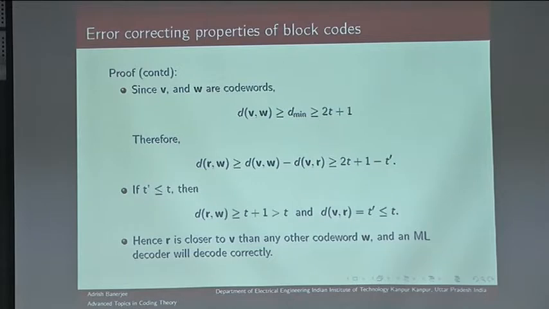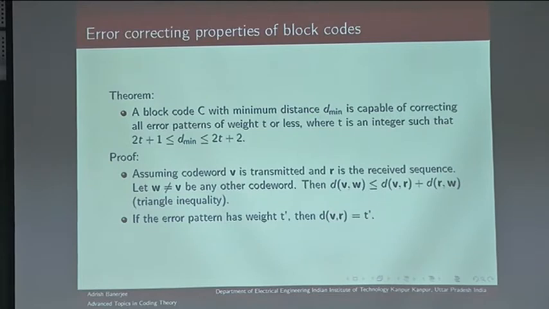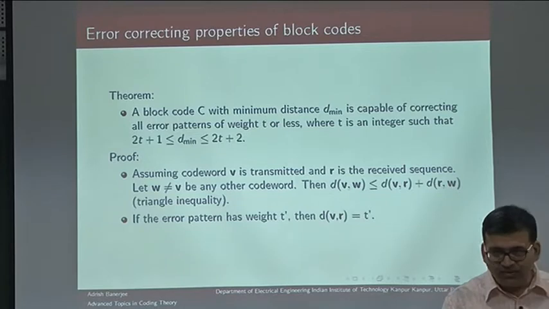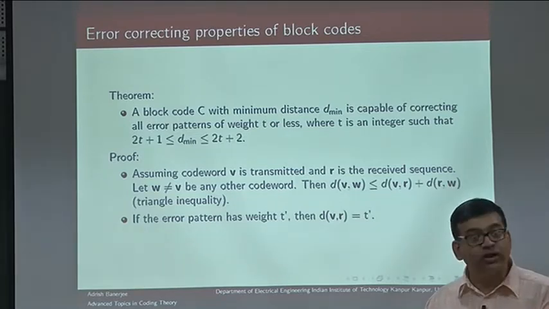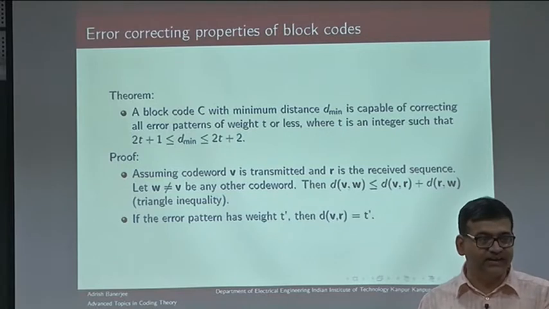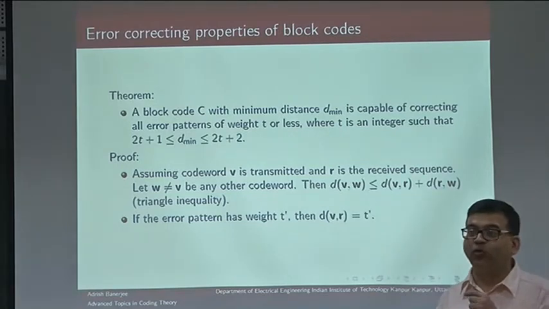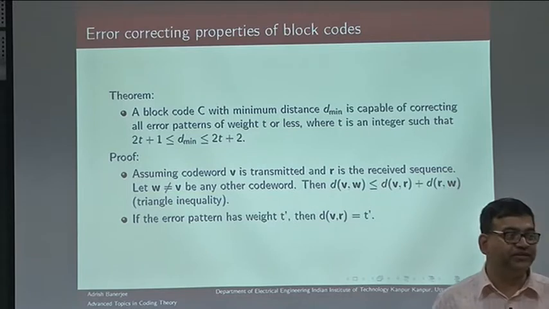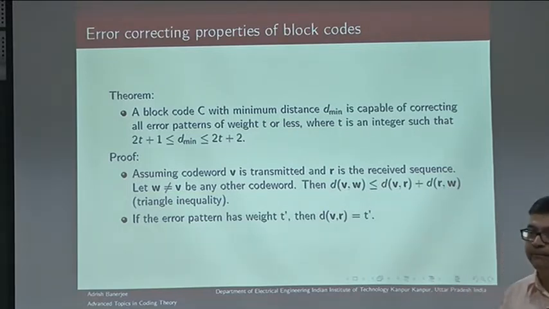Now, go back to our example of the rate half repetition code. What is D min? What is T? So, you are saying that the rate 1/2 repetition code cannot correct any error, which is true. If I transmit 1 1 and you receive 0 1, can you tell whether it is 0 0 or 1 1? You cannot. So, it cannot correct any error. Let us go back and look at the rate 1/3 repetition code. What was D min there? 3. What is T?